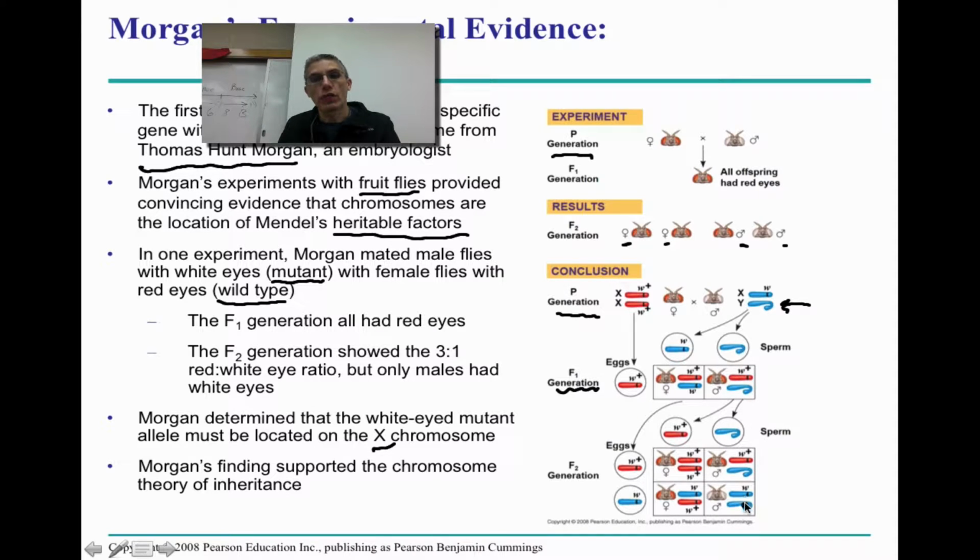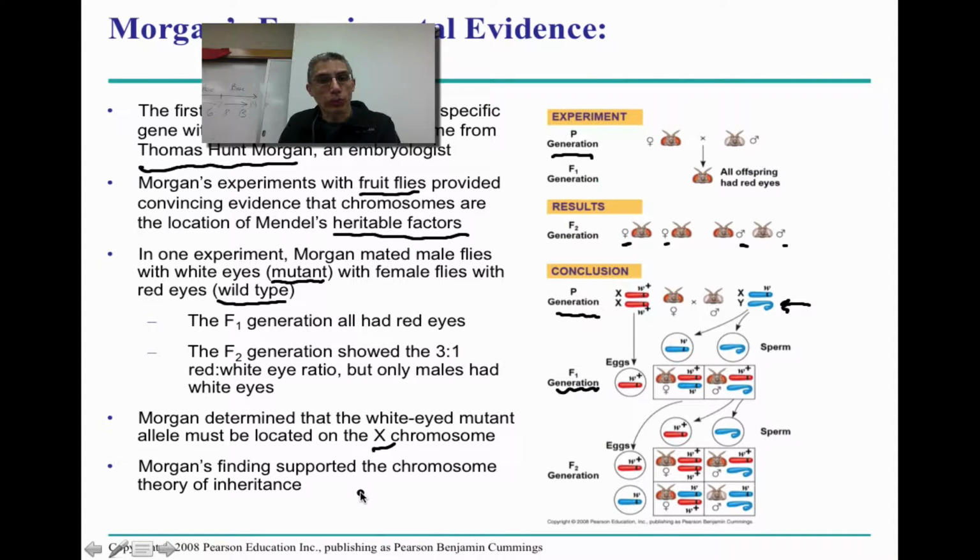The male can only contribute the wild type because remember, he only has one copy of that gene. So when you put that information into a Punnett square, you end up with, again, all of the females having red eyes. But you have that unusual situation where you have 50% of the males with red and 50% of the males having white eyes.